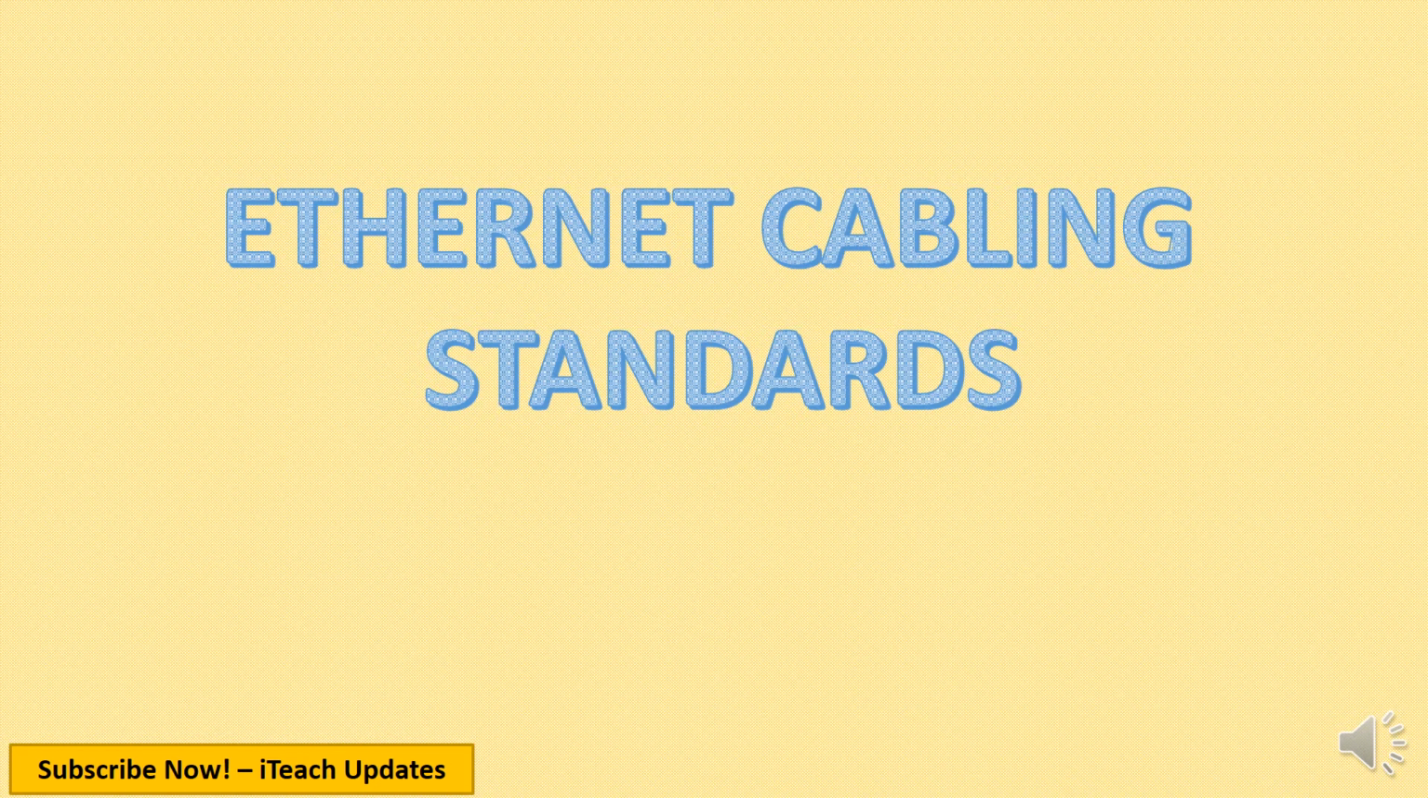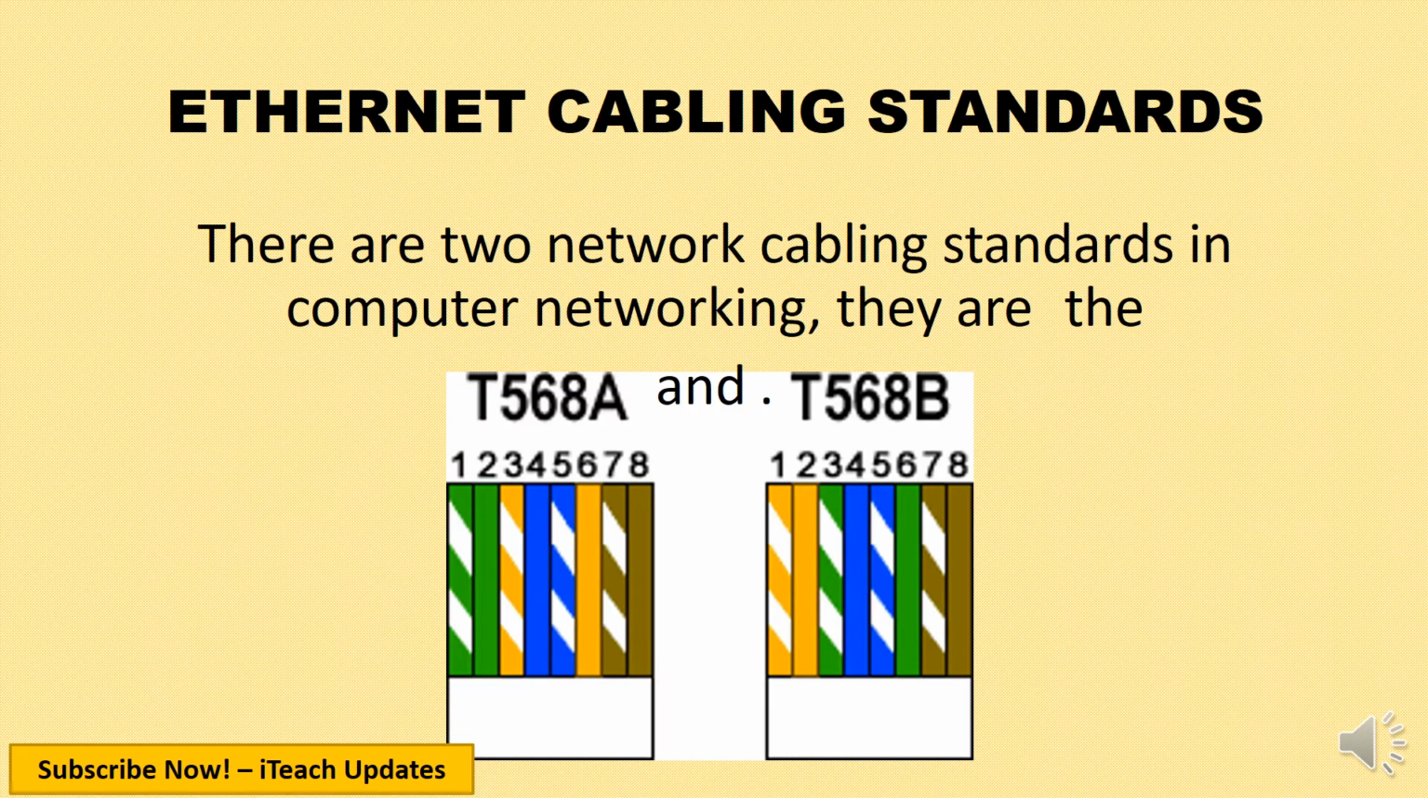Ethernet cabling standards. There are 2 network cabling standards in computer networking. They are the T568A and T568B.